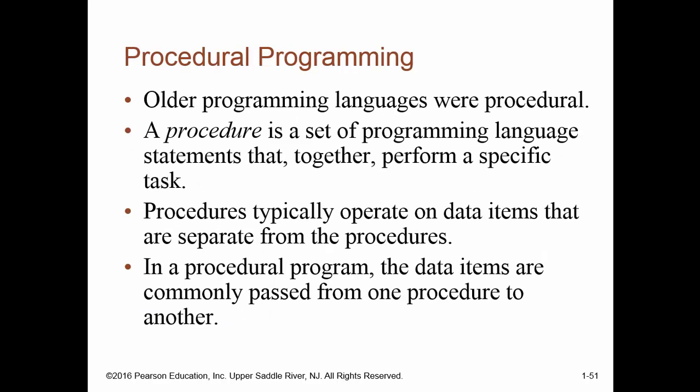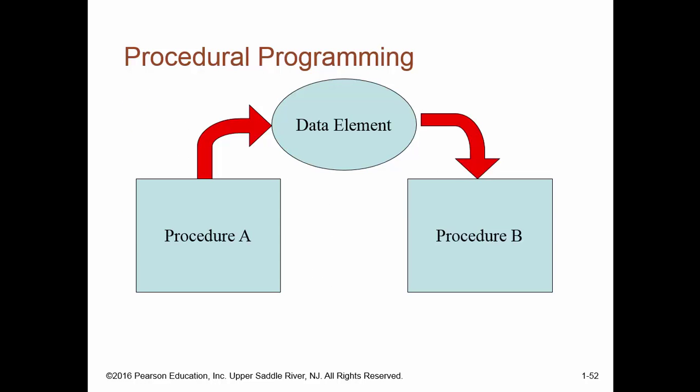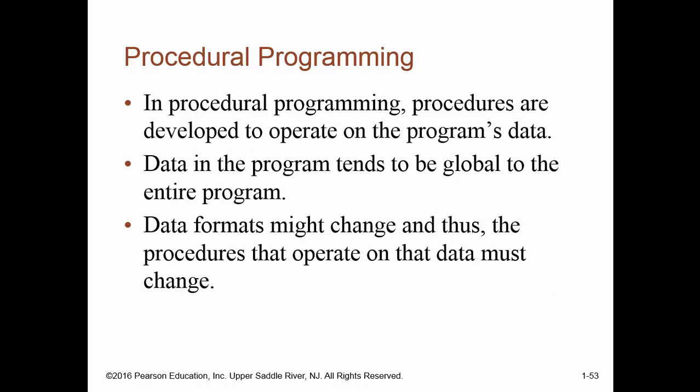All right, and the last thing that they discuss in the last few slides here in the chapter are procedural programming versus object-oriented programming. Older programming languages like C, etc., are procedural. With procedural programming, as it says, a procedure is a set of programming language statements that together form a specific task. In most non-object-oriented programming languages, these are known as functions. As it says, procedures typically operate on data items that are separate from the procedures themselves. All right? And you pass these data items from one procedure to another, typically. All right? And there it's shown. In procedural programming, as mentioned here, procedures are developed to operate on a program's data. The data tends to be more global to the program.